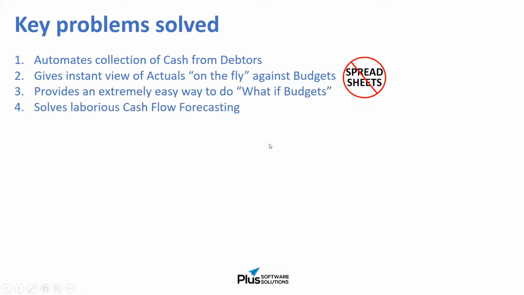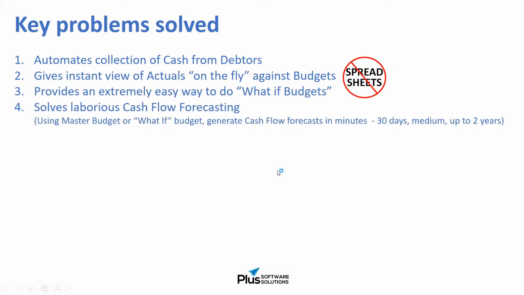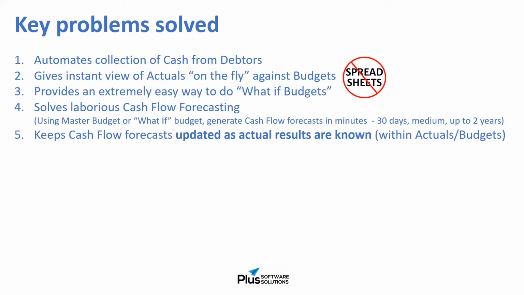And then finally, we solve what we call the laborious cash flow forecasting problem. All of you will have customers where cash flow forecasting is an ongoing nightmare. We solve that with Cash Manager by allowing you to forecast against actuals, and you can use either the master budget to forecast, or you can use those what-if budgets as well. And then you can keep those cash flow forecasts updated as the actual results are known.